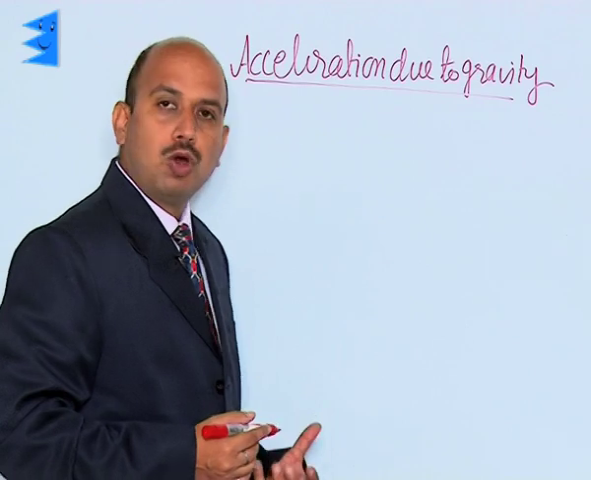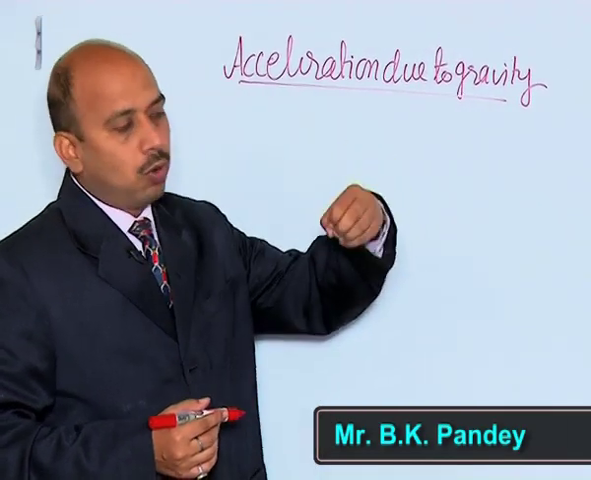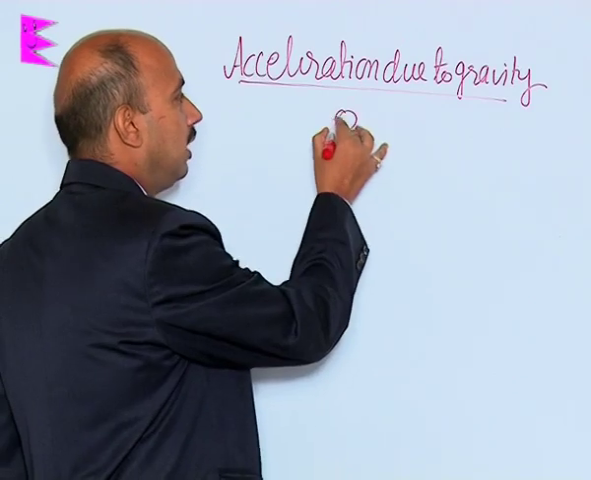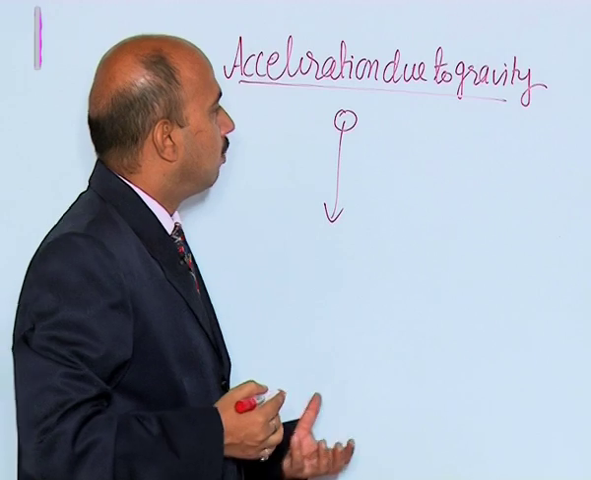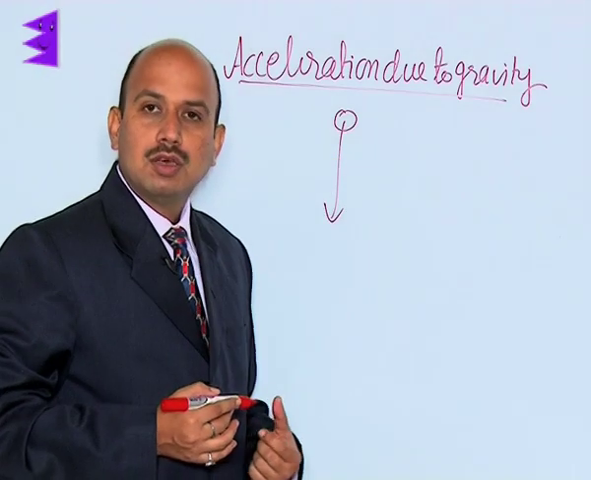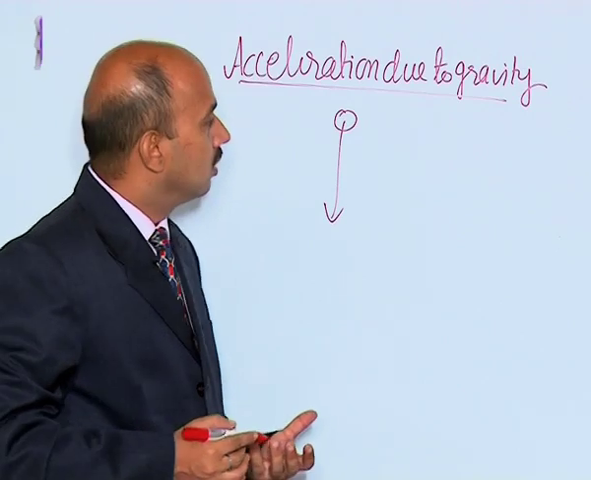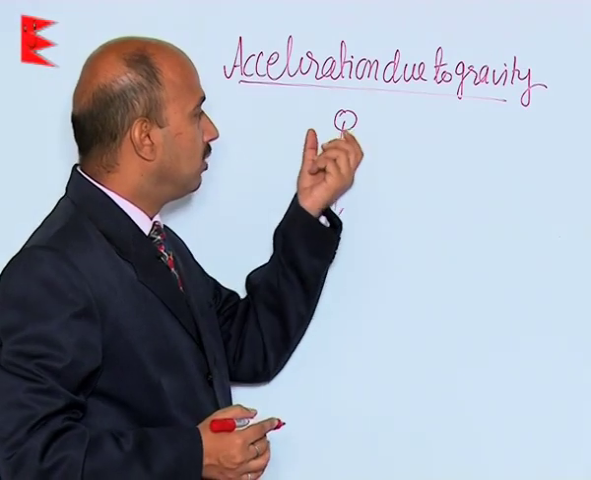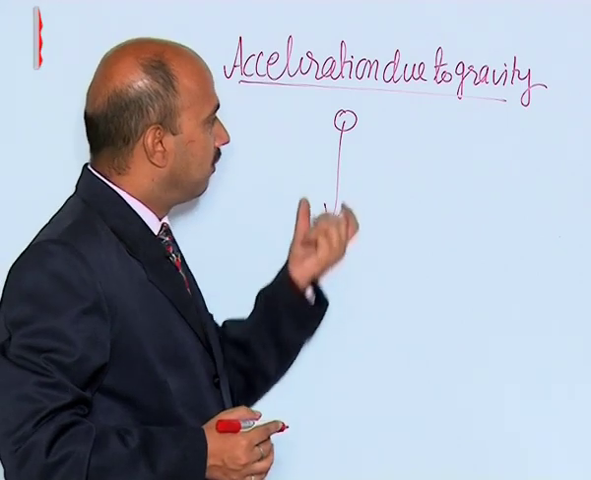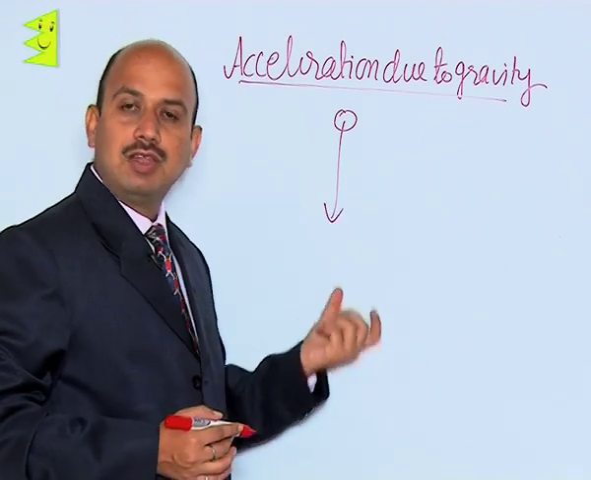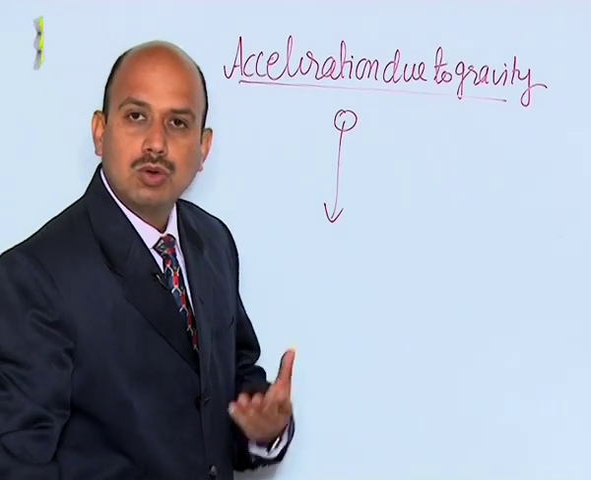Suppose you drop a body on the surface of the earth from a height. The body will fall towards the center of the earth. Why does it happen? Because the earth is applying a gravitational force on it. The force applied by the earth is known as the gravity of the earth. Because of this force, the body is accelerating towards the earth. So when the body is falling freely, it has acceleration, and this acceleration is known as acceleration due to gravity.